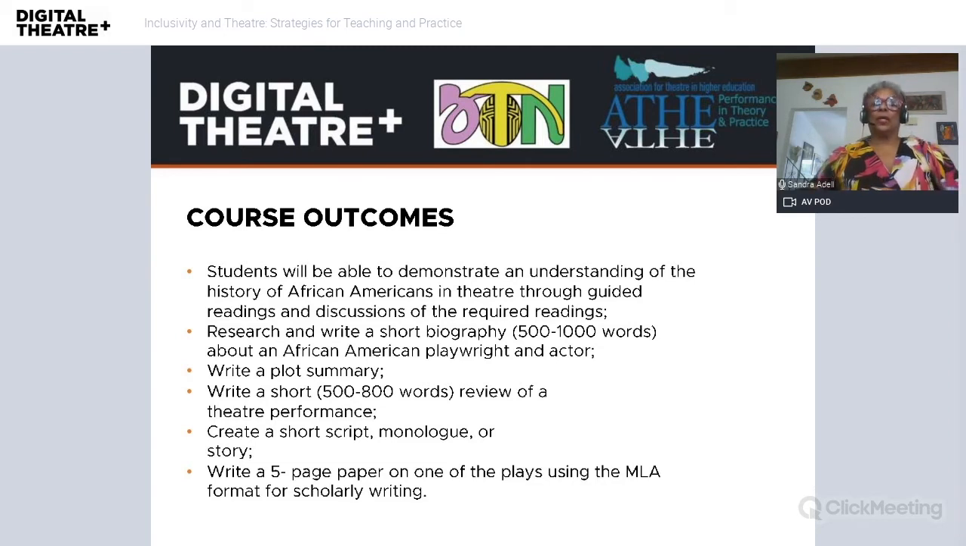The course outcomes. These are the outcomes. You take a look. They have to, and this really ties back to what we're all saying about the importance of research, whether you are teaching dramatic literature or literature generally, or preparing that table work for the work of acting. So among the things that the students have to do is write a plot summary. They also have to write a review of a theater performance.